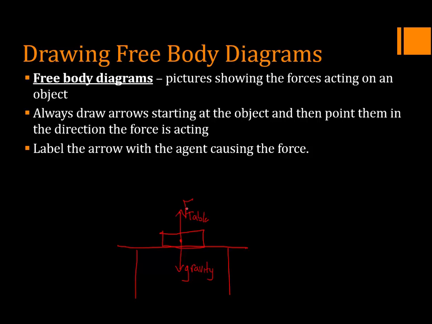Now you might see me actually label this F for force and then table. So force from the table, force from gravity. These forces are pretty simple. Those are vertical forces. They're not the only ones that can act. If somebody was giving this a push, like pulling on it, if there was a string or something pulling on it, then I could say the force from the string. And so you can label forces in the direction they're acting with the agent that's causing them.